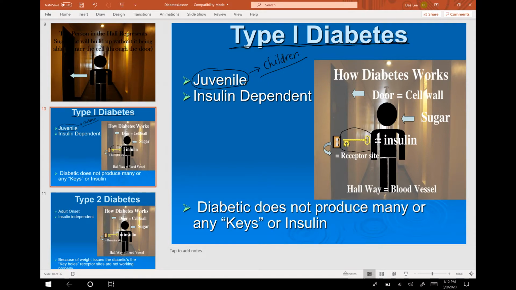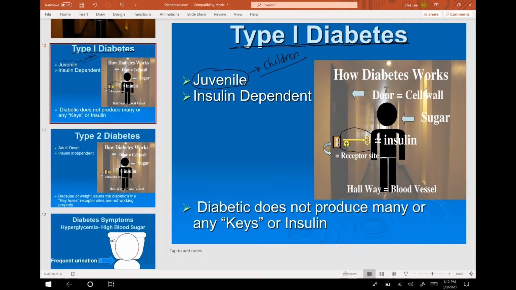Each cell has a door on the outside. Each door needs an insulin key. If I don't have enough insulin keys, I can't open all the doors, and as a result, I'm going to have people standing in the hallway. And what does this represent? It represents sugar building up in the blood vessel. So now sugar is being concentrated in the blood. That's type 1 diabetes. Again, it's because we're not producing enough insulin.